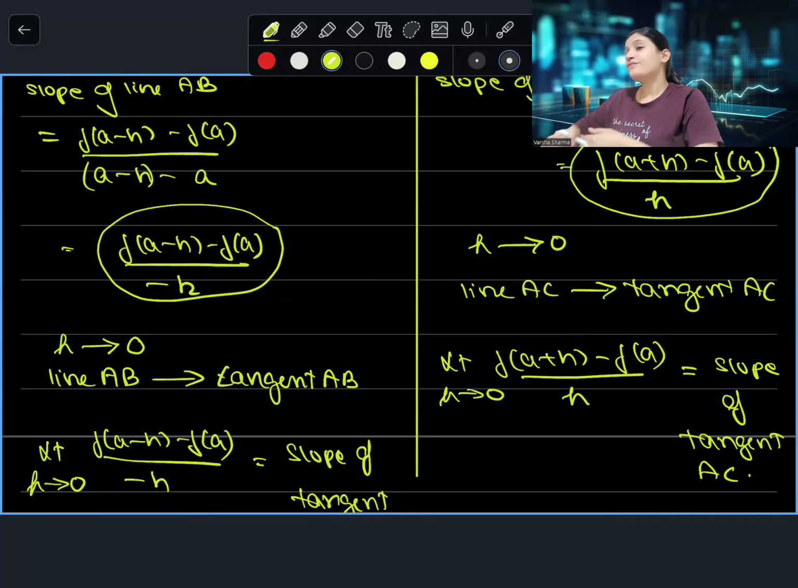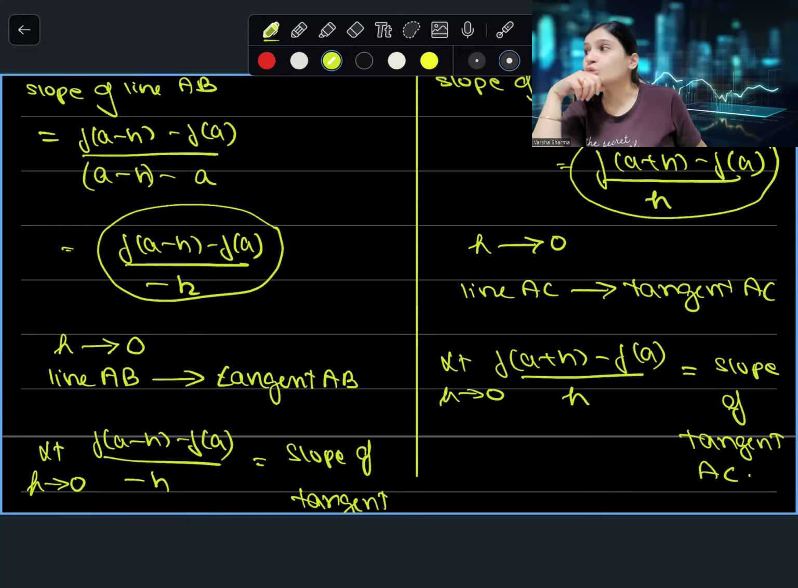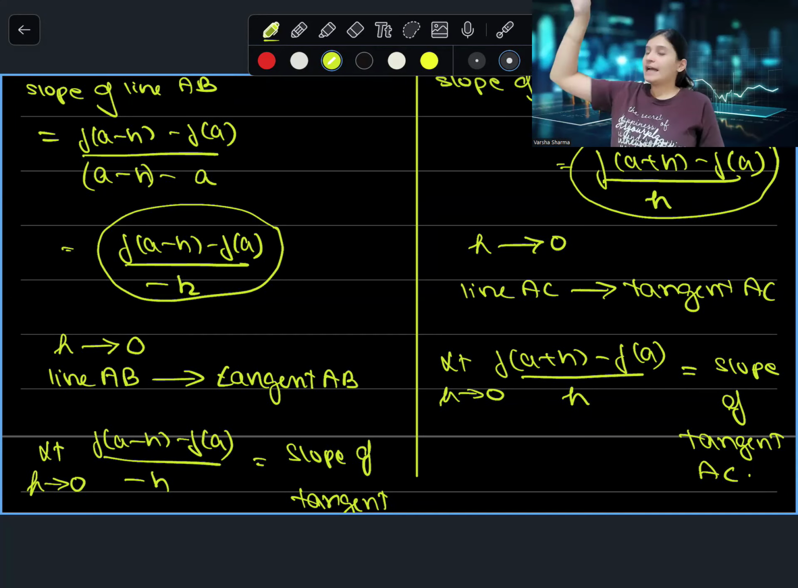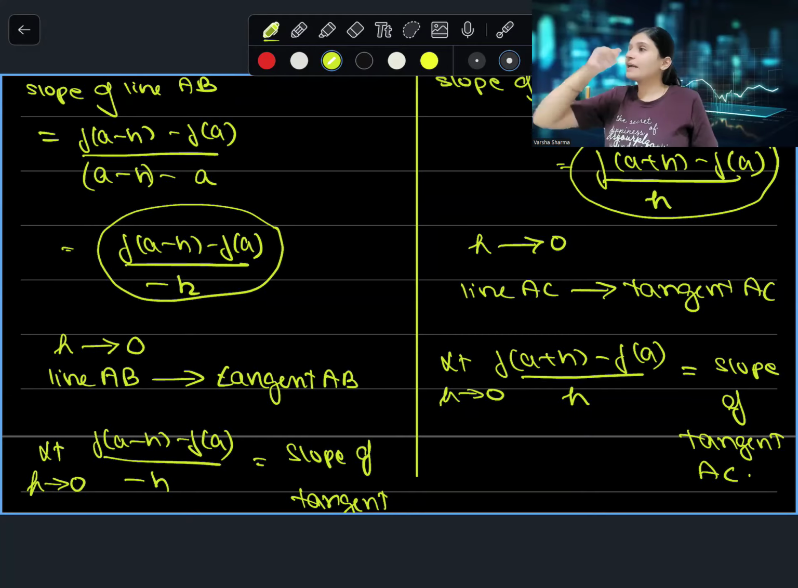Agree? Now, if I get two different slopes, suppose the left one, the slope of AB is 0. So it is at 0 degrees. And if I get the slope of AC to be 1, can it be at the same level? It will be a little slanting in whatever order. That means if I'm getting the limit value to be two different values, that means there are two different tangents. That means point A is not differentiable.